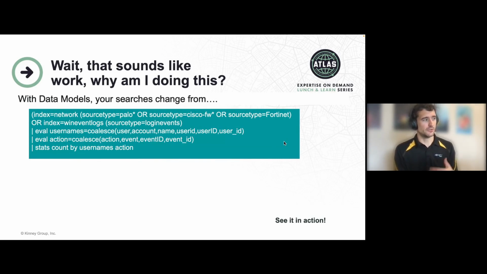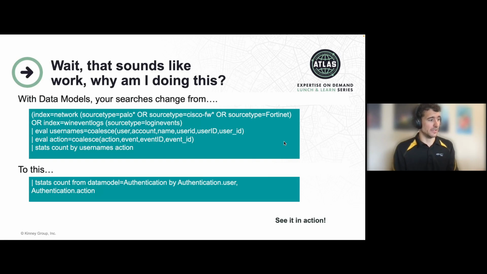With data models, you can change your searches from index=network sourcetype=these couple, or index=windows event log sourcetype=login events. This is a whole bunch of work here, combining two data sets to achieve actions by username. With data models, you get tstats count from datamodel=Authentication by Authentication.user, Authentication.action. This simplification here, all the hard work was done behind the scenes by the data flowing into your system, which really means that your users will be able to write searches better once they know the CIM fields, and you'll be able to do more advanced correlation searches.